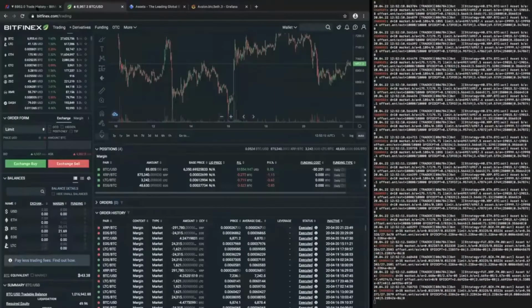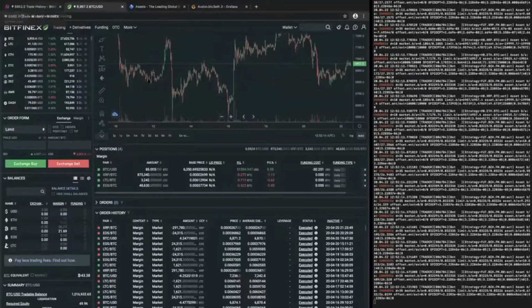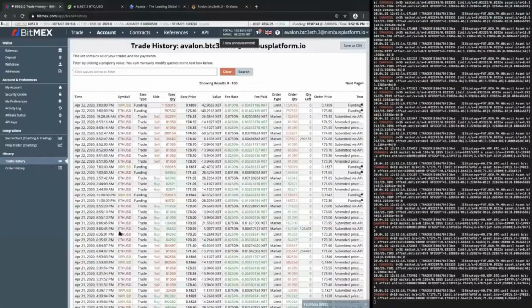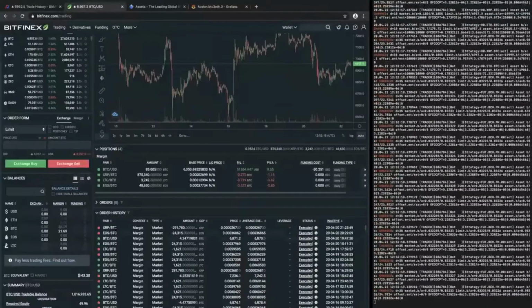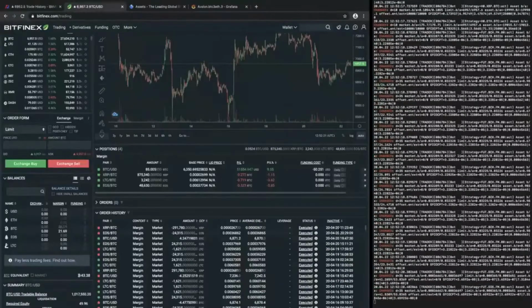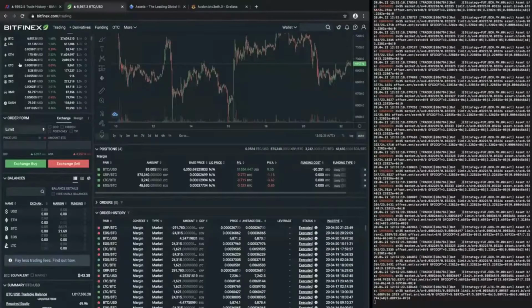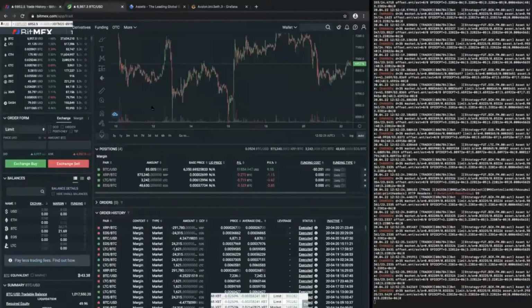And if we go to the trade history of BitMax, we can find the exact transaction which was done on that exchange. So it's from 22 April, that amount of contracts.